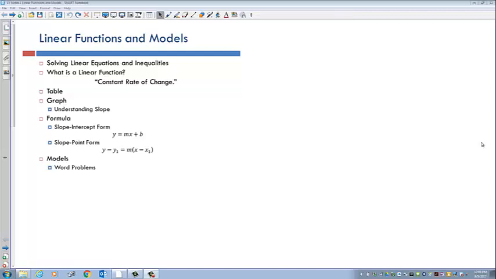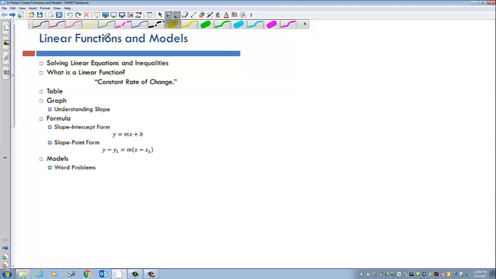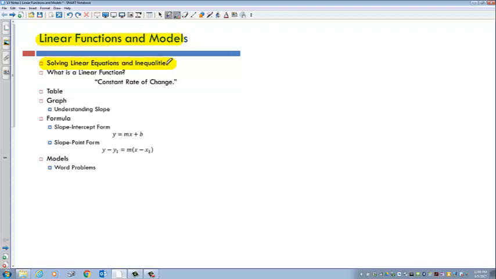So we're going to move on to talking about particular types of functions. Today we'll look at linear functions and models. We're going to start each section the same way, by simply solving some equations and inequalities. In this case, linear equations and inequalities.